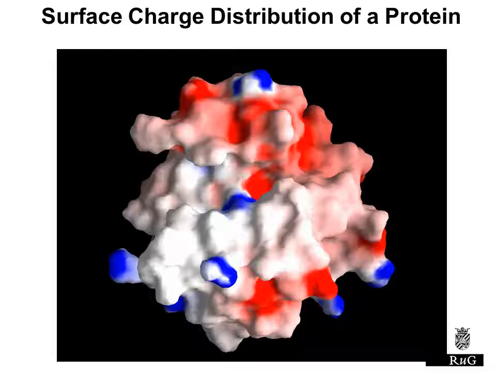Here is an example of the three-dimensional structure of a protein containing negatively charged, indicated in red, and positively charged, indicated in blue, amino acids. As you can see in this case, and this is true for most proteins, these amino acids are not just randomly distributed over the surface. There are red patches rich in negative charges, and there are blue patches where there are positively charged amino acids. We will come back to this when we talk about protein chromatography.